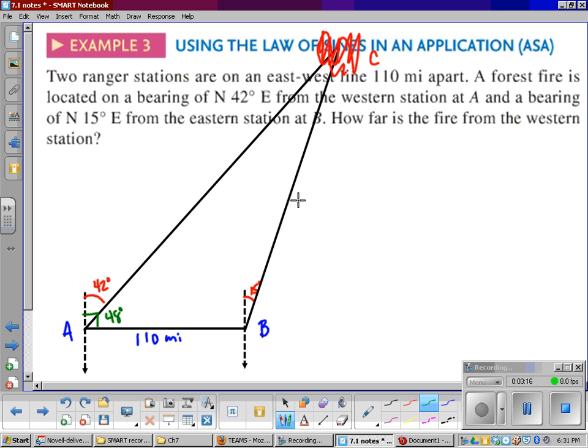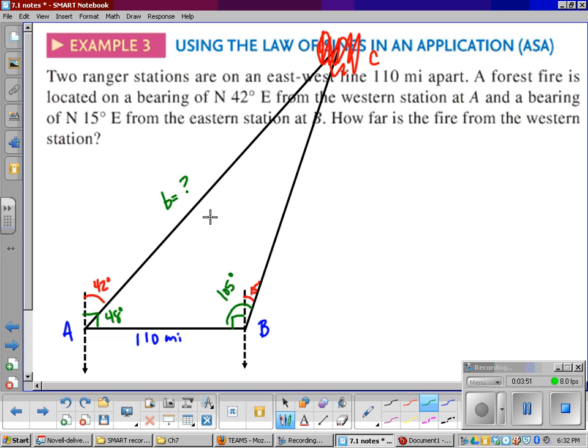Now I don't know anything about side A, which is over here, so that's not really going to help me in my law of sines. The thing that I'm looking for is side B. How far is the fire from the western station? So let me just go ahead and write that in there. I'm looking for B. Now if I look at angle B, I know that 15 of it is right here, but there's another 90 degrees right here. Again, north-south, east-west gives you 90 degrees. If you add those two together, then angle B is 105 degrees.